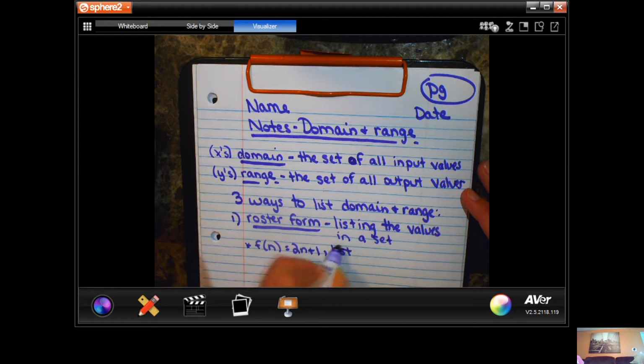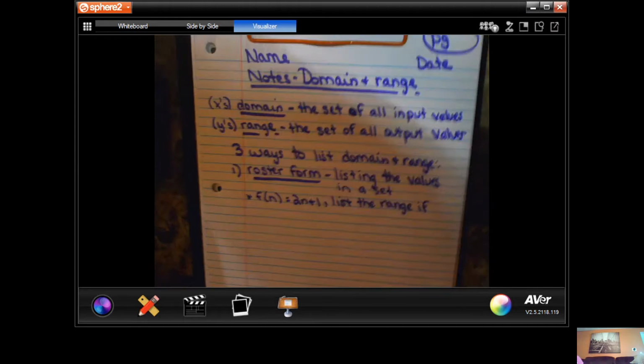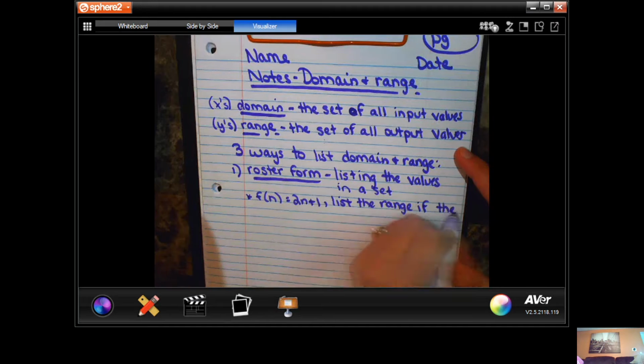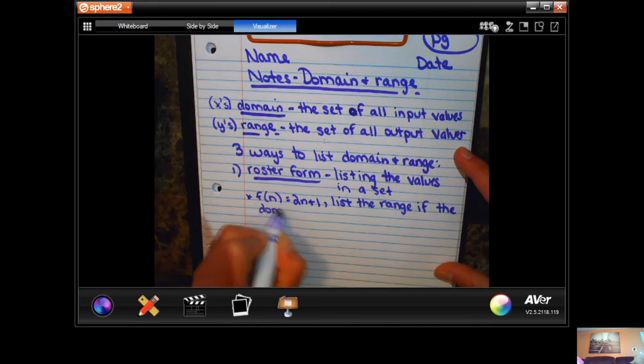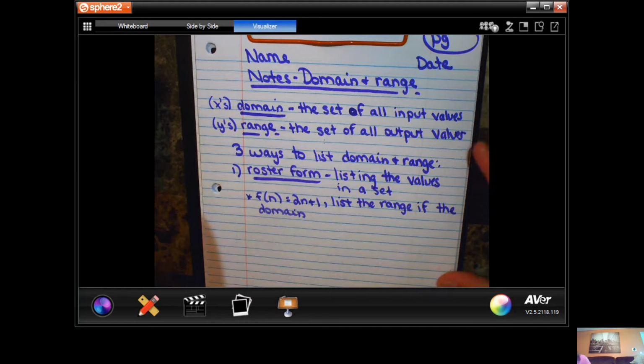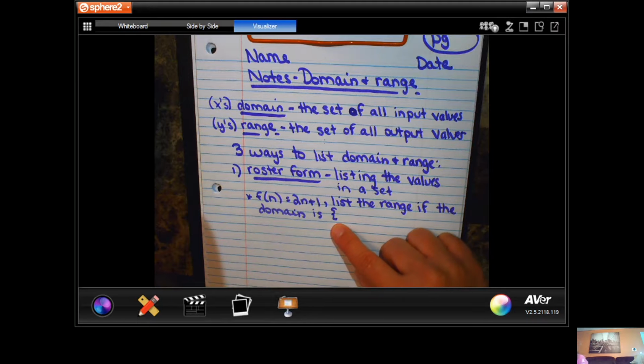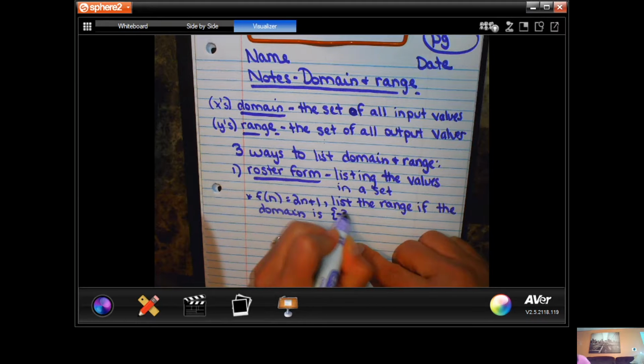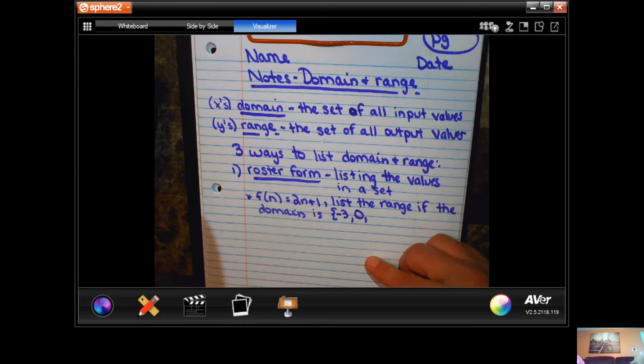List the range. If the domain is, and I'm going to put in little brackets, these are little squiggly brackets if you can't make those, I'm going to put -3, 0, and 5.